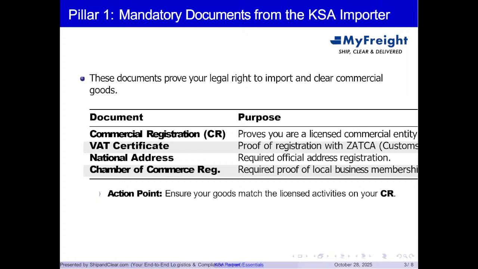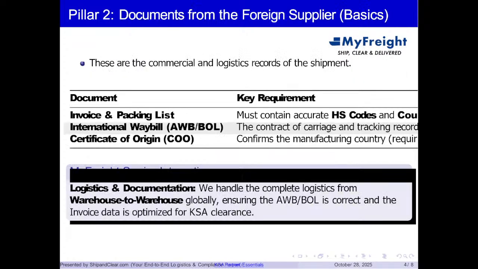Next are the documents to be prepared by the supplier: the invoice and packing list, and the airway bill number. The airway bill is important for air shipments, and if it is a sea shipment, you need to have a BL copy. A certificate of origin is very important; your shipment should have one. Then, if the shipment is food items, coming from anywhere in the world, you should have the regulatory certificate and lab test report.